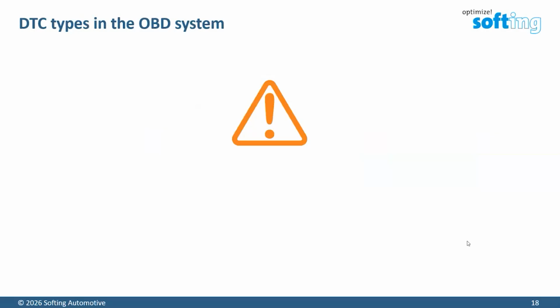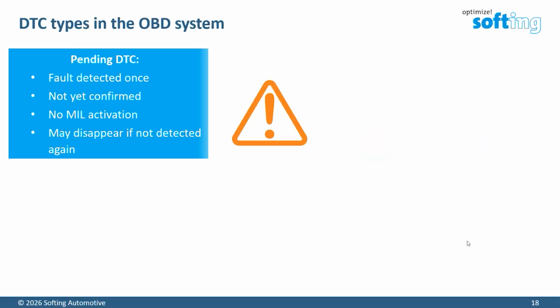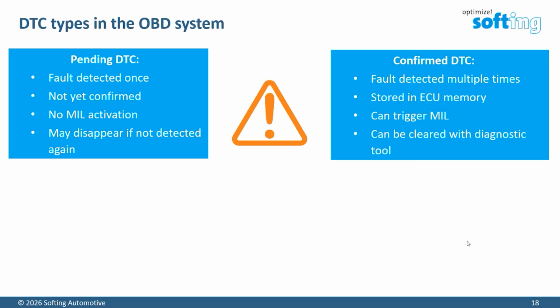We can have the following DTC types in an OBD system. First one is a pending DTC. That's a fault detected only once. It's not yet confirmed. There is no activation of the malfunction indicator light, and it may disappear if it is not detected again. So it may disappear, but it can also turn into a confirmed DTC. That's a fault detected multiple times. It's stored in the ECU's memory. It can trigger the malfunction indicator light, and that's important, it can be cleared with a diagnostic tool. It can be cleared manually.